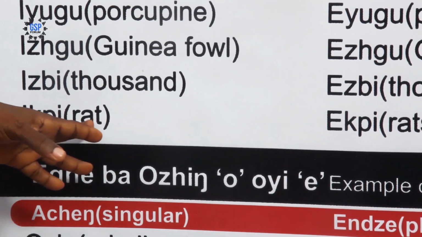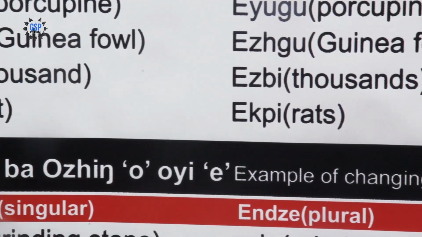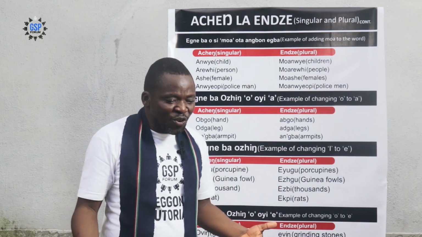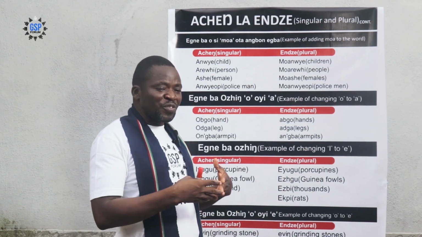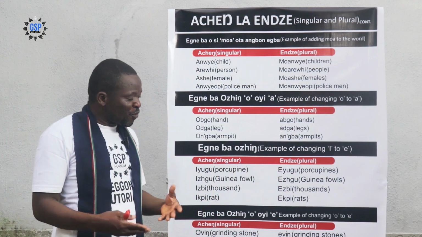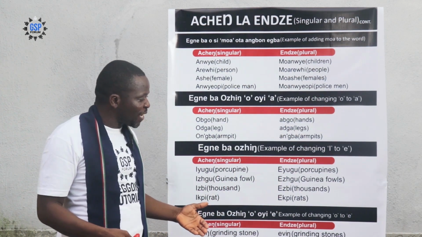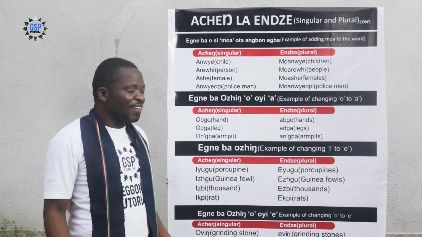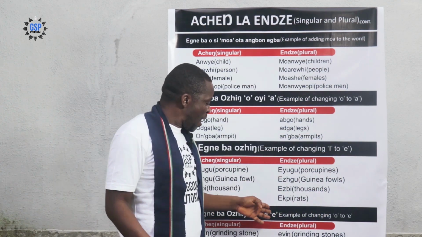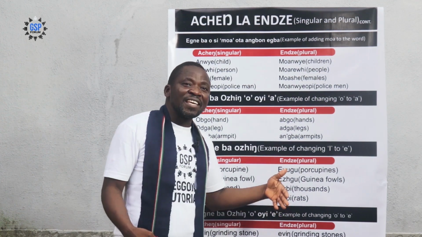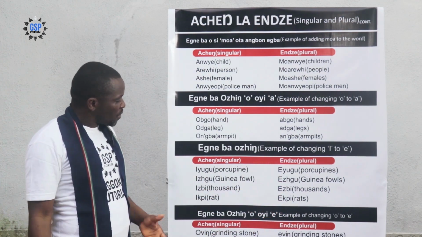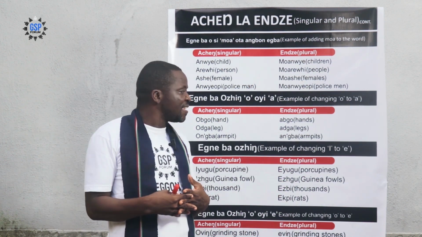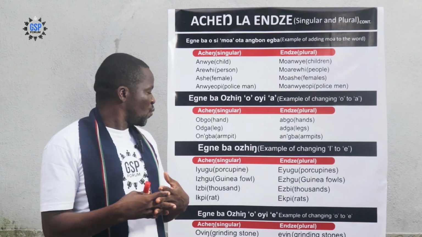Then Ipi, which is rat. When you want to put it in plural, you say Ipi. You know, you have a rat in your room. Maybe you first see one, and before you discover, you see another one appear again. You say, it's not one, it's Ipi, Ipi. So that is the plural of Ipi. That is the example of changing I to E.